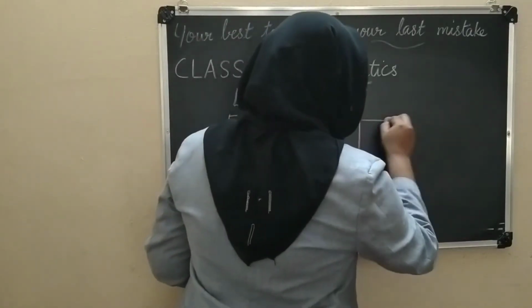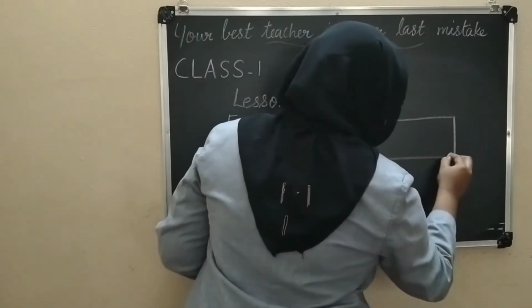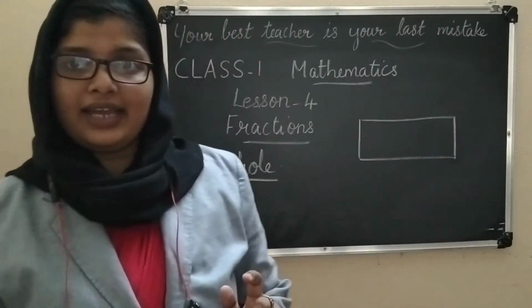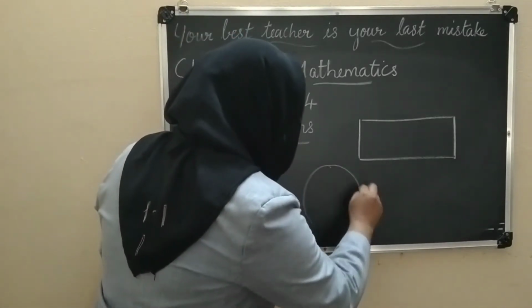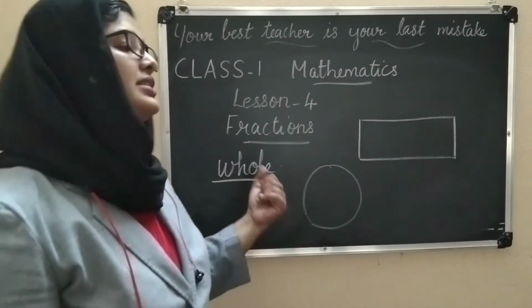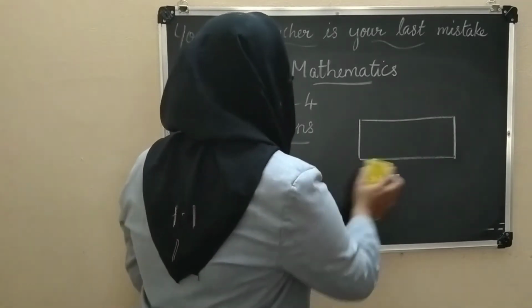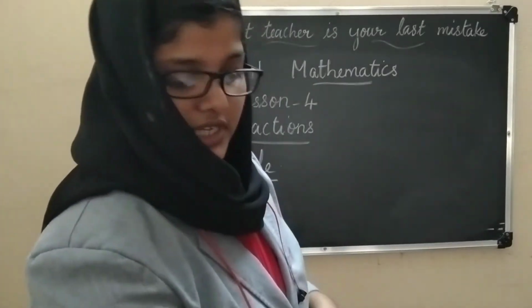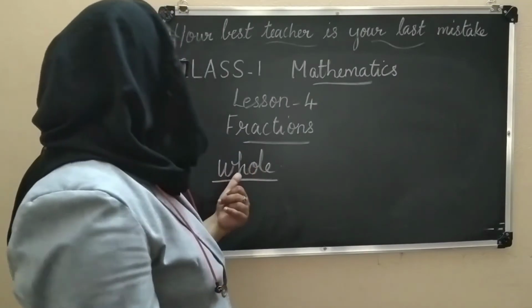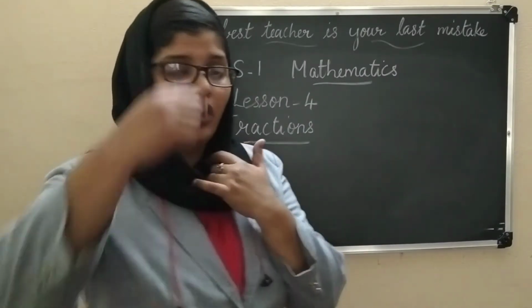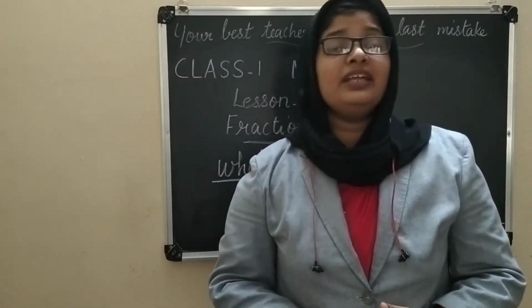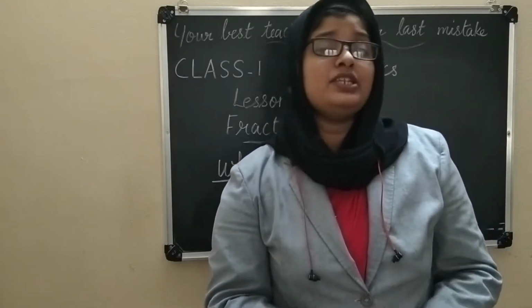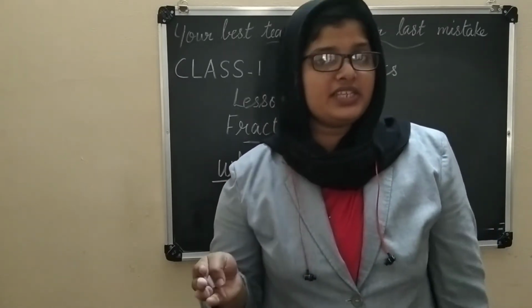I will draw this. This is a whole rectangle. If I am drawing a circle, this is a whole circle. So these are whole objects. All of you say the spelling of whole. W-H-O-L-E, whole.